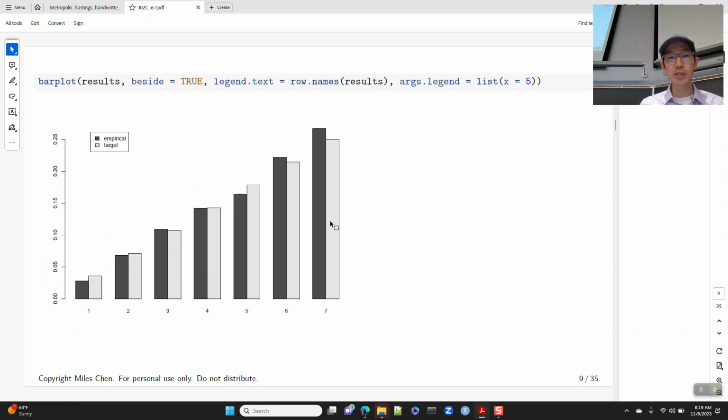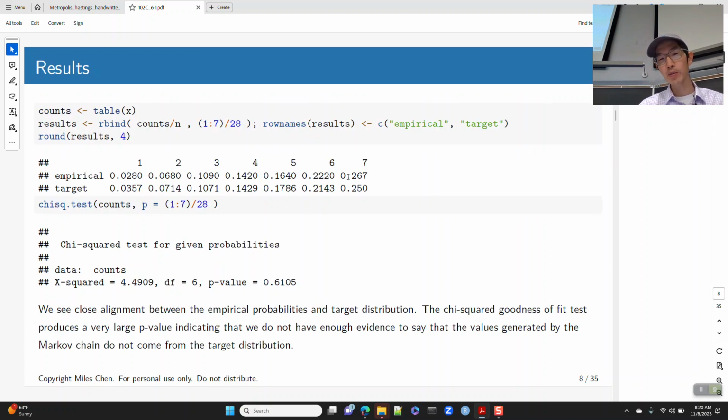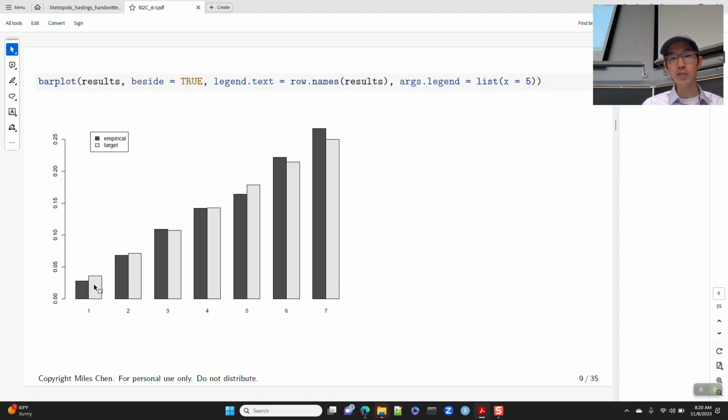We can plot this. The target distribution is shown in light gray, or I guess white in the projector, and the empirical is shown in the dark bars. And we see there's a fairly close match. We ended up at state 7 a little too much, and we ended up at state 1 not quite enough. But overall, we're getting fairly close, with a little bit of mismatch here.